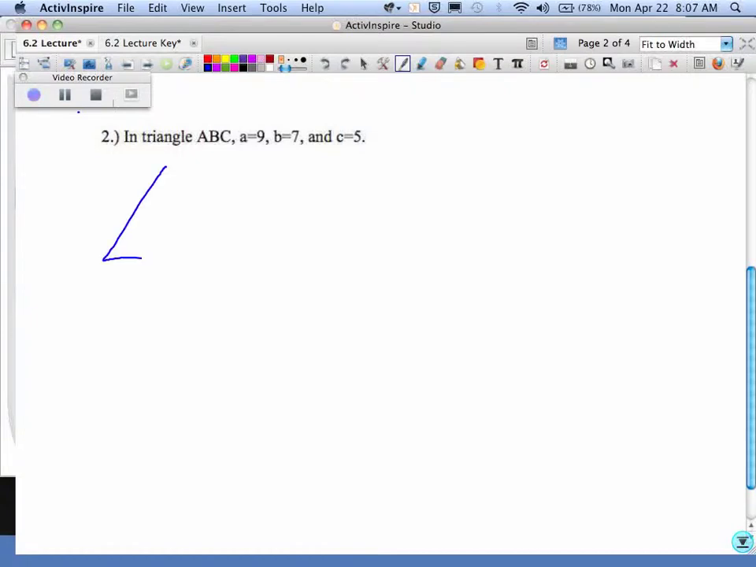Alright, so just draw another triangle, ABC. Little a is 9, little b is 7, little c is 5. Which angle are you going to find first? I would find angle A.